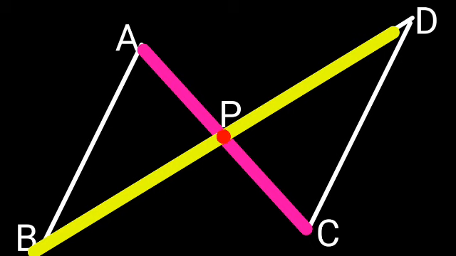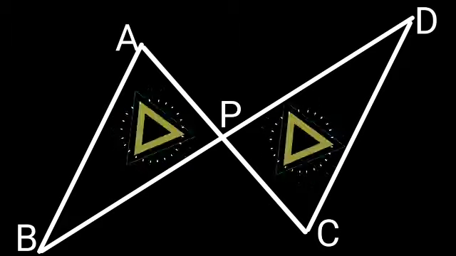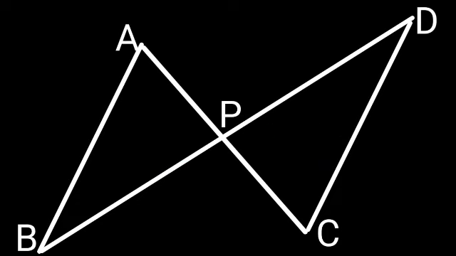In this given figure, segment AC and segment BD are intersecting in point P. Here are two triangles. These two triangles we have to show are similar triangles. It is an easy test of similarity, that is the AA test.